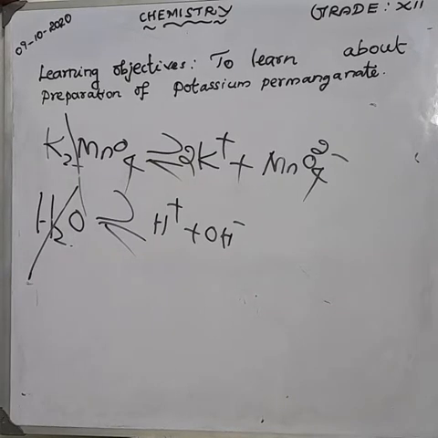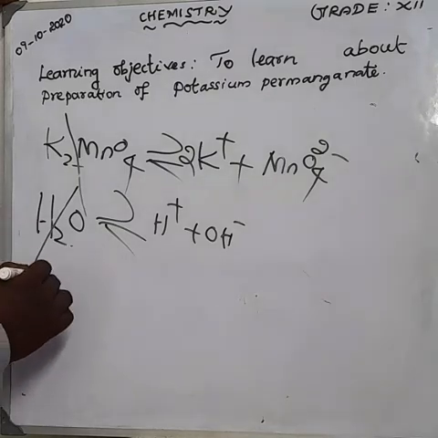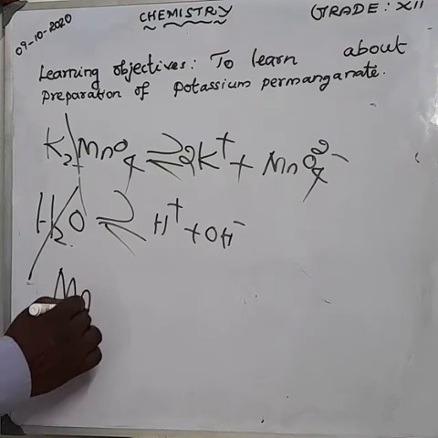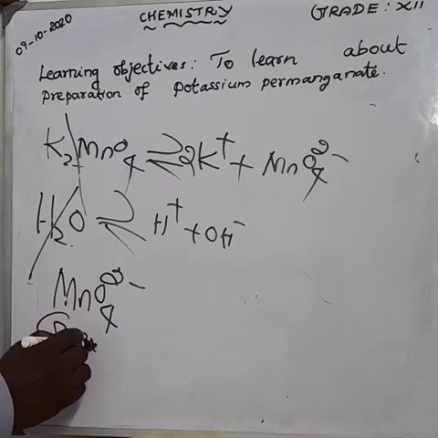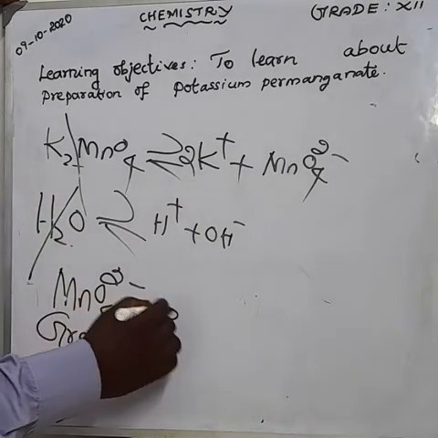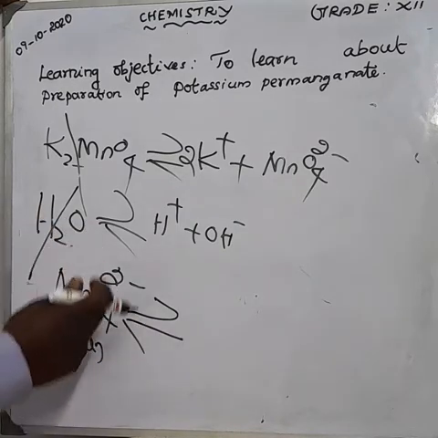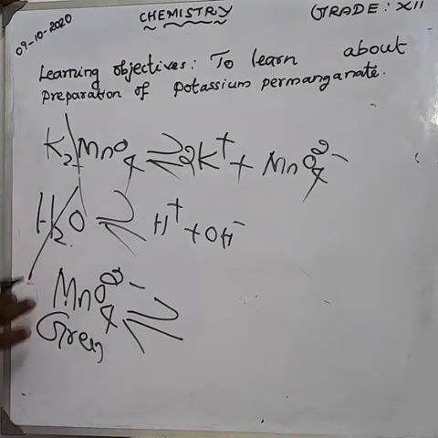Can you say what is the color of the manganate ion? Previously I told you. That is green color. Potassium manganate is green, and permanganate is purple. The manganate ion is MnO4 2 minus. What's the color? Green. It is converted into purple color, that is the MnO4 minus ion.